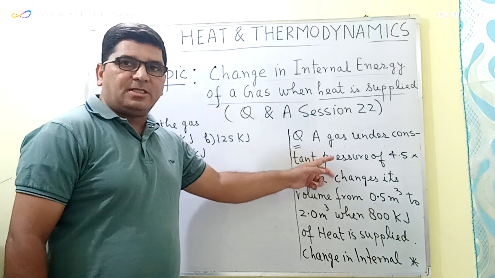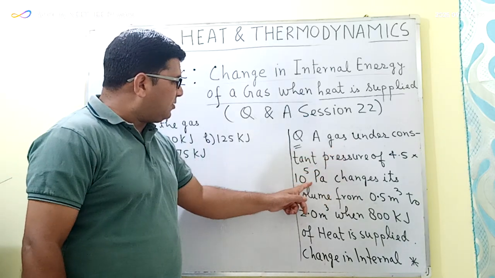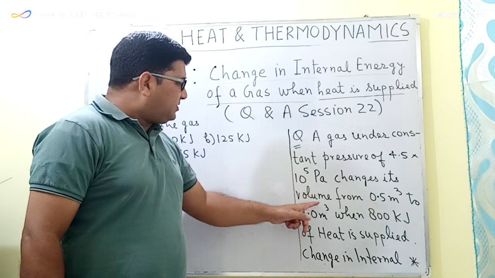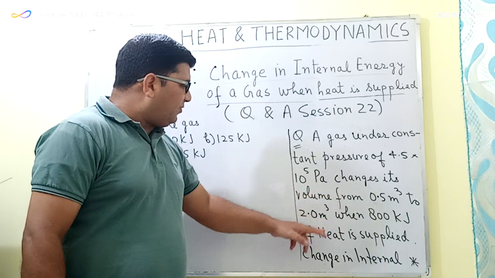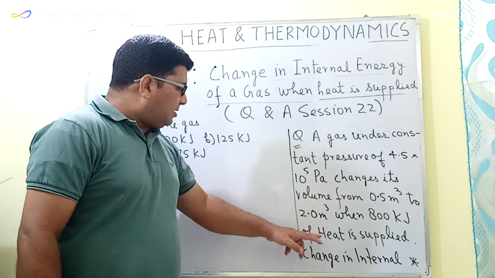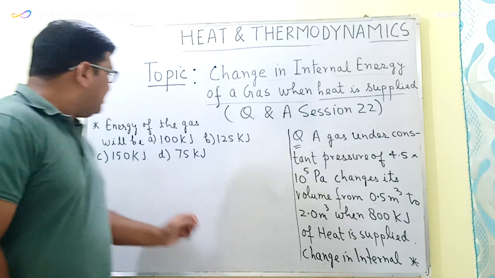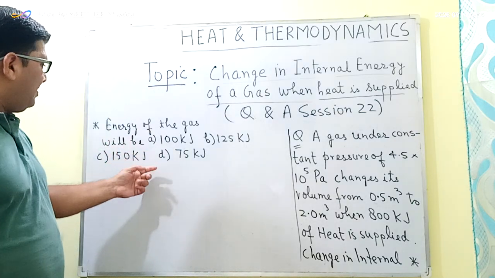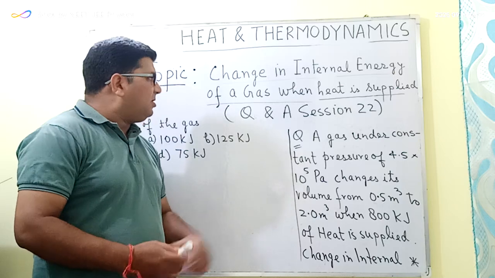The question here is, a gas under a constant pressure of 4.5 into 10 to the power 5 Pascal changes its volume from 0.5 cubic meter to 2 cubic meter when 800 kilojoules of heat is supplied. So the change in the internal energy of the gas will be, and there are four options here, and we have to find the correct option.